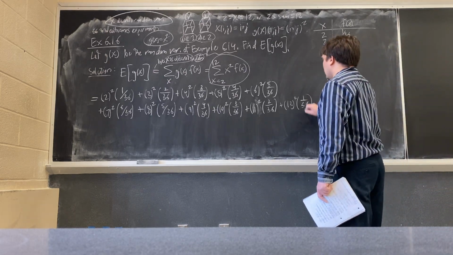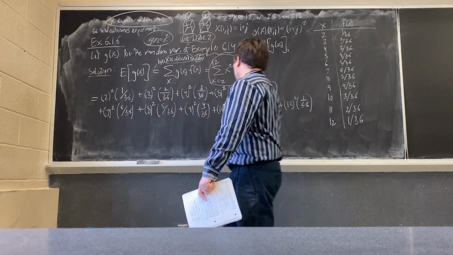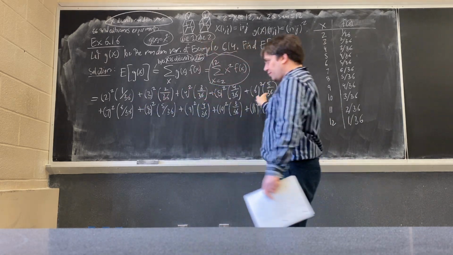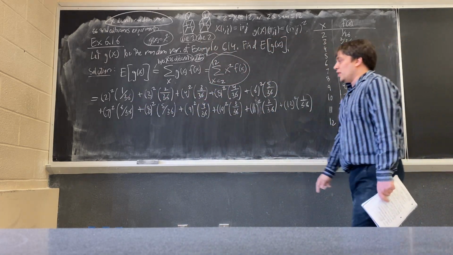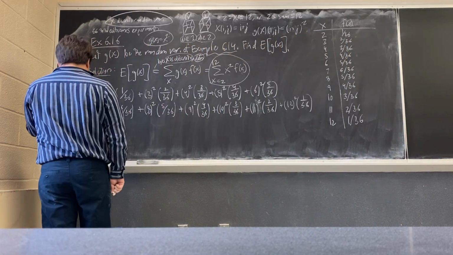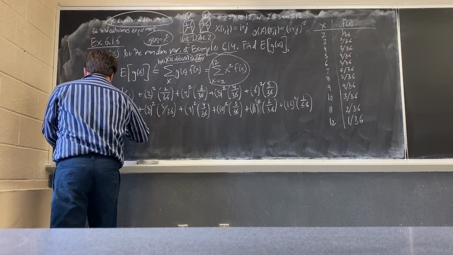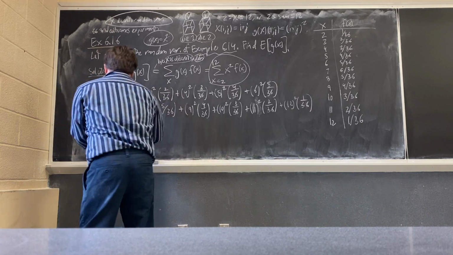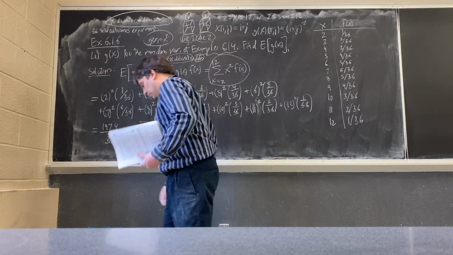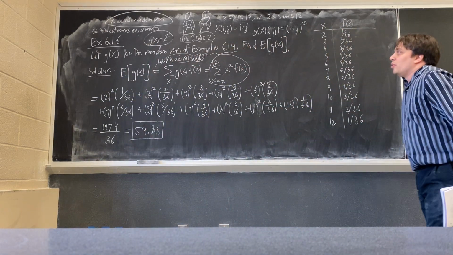Okay, I'm just summing over the values of x from 2 to 12: 2, 3, 4, 5, 6, 7, 8, 9, 10, 11, 12. For each value of x from 2 to 12, what x squared times f of x is. Okay? And so you find each of those 11 products and you add them, and this is equal to 1,974 over 36. And this is equal to 54.83. Okay. That's equal to 54.83.